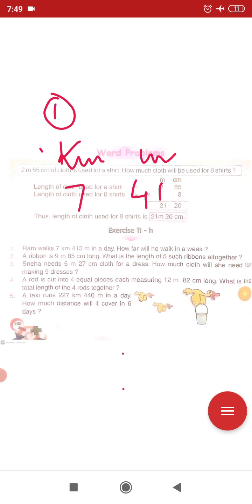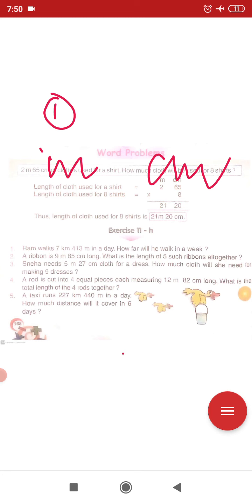So what is the length of a ribbon? The ribbon measures 9 meter 85 centimeter. Meter and centimeter, these two columns should be arranged. So meter and centimeter. Write meter, 9 meter and 85 centimeter.